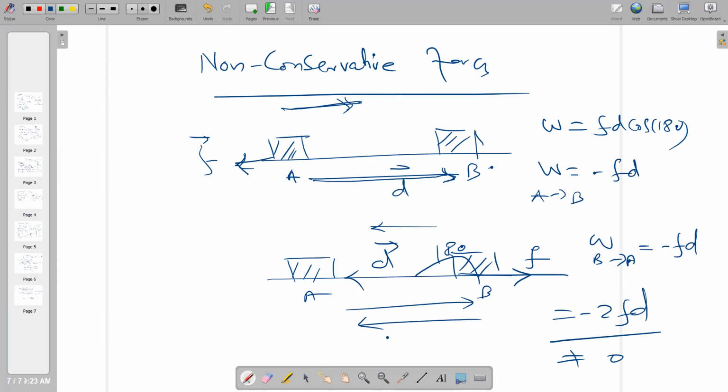Some other forces are also non-conservative. It is given in your book examples, so you must read those examples, which forces are conservative and which forces are non-conservative. Here we discuss mostly the cases in which the forces are conservative.